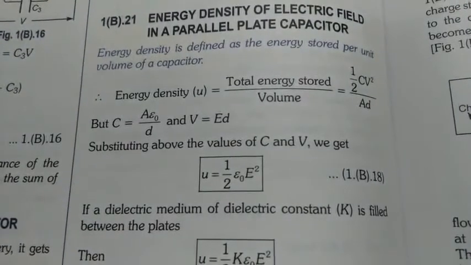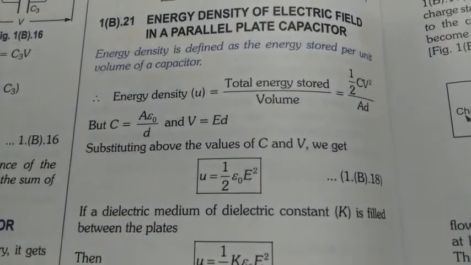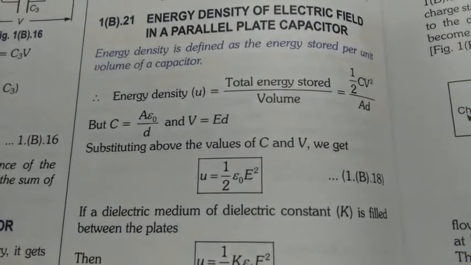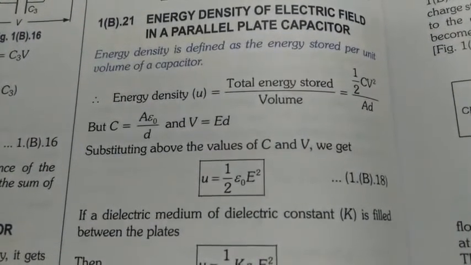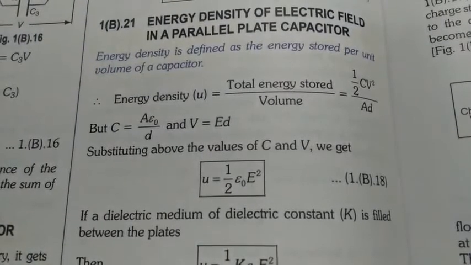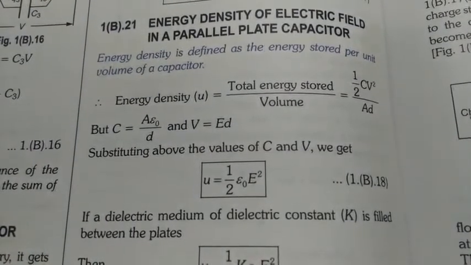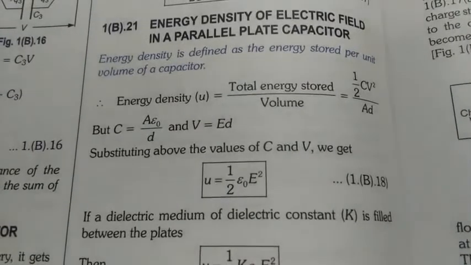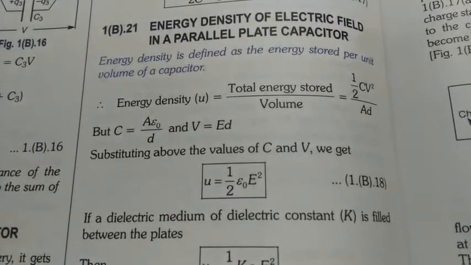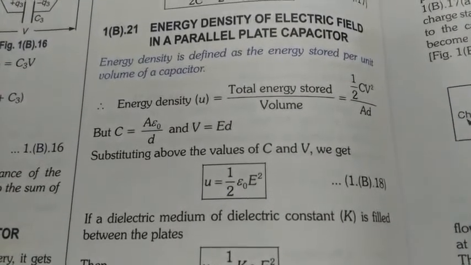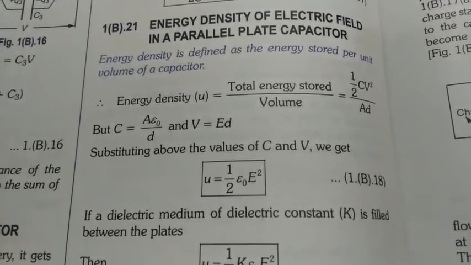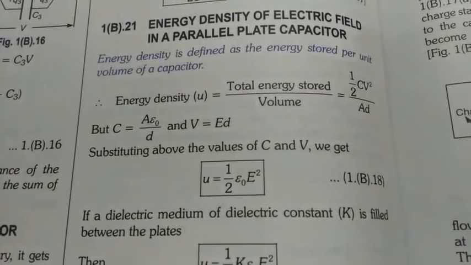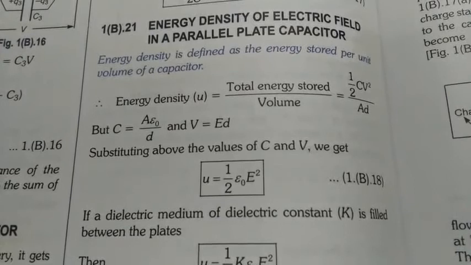Now let's see the energy density of the electric field in a parallel plate capacitor. So what is density? Density is mass upon volume. So when we are talking about energy density, it will be total energy stored upon volume. What will be its definition? Energy density is defined as the energy stored per unit volume of a capacitor.